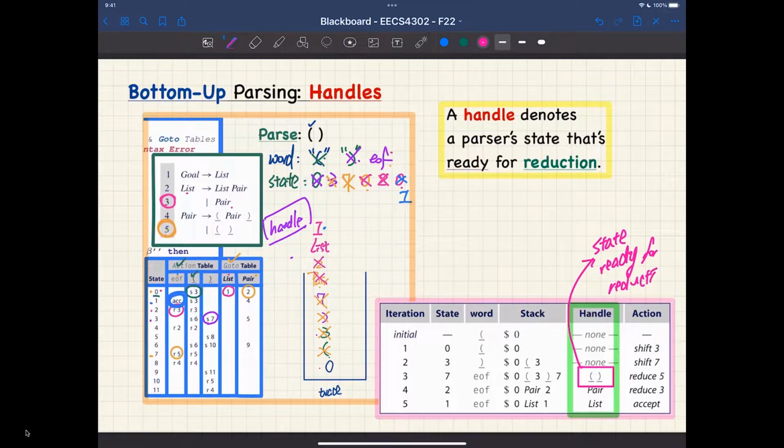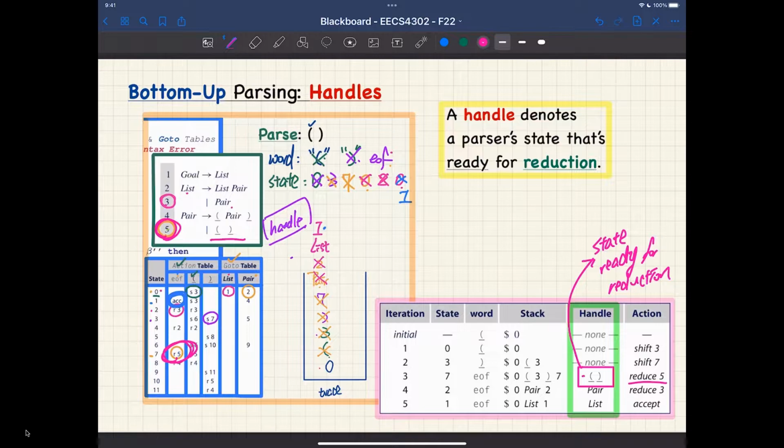And what reduction exactly should we do at this stage? If you remember, we actually looked up the table and we found that it should be R5. That's what we had last time, right? Reduce 5, meaning that we're going to use rule number 5 over here to do the reduction, right? That's what we did last time, okay? So this is called a reduction.